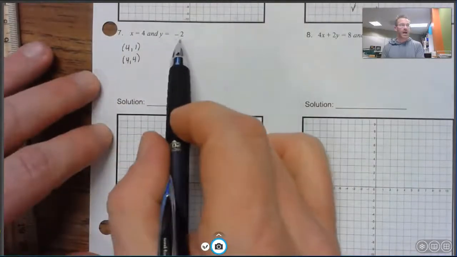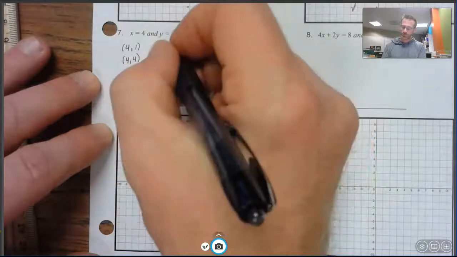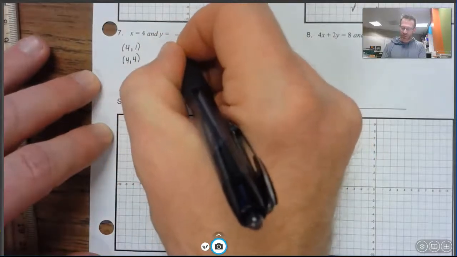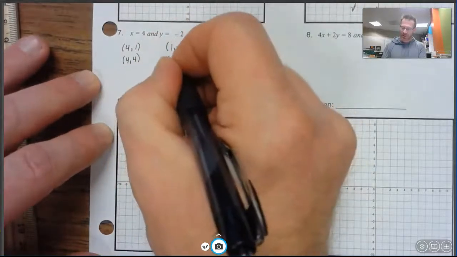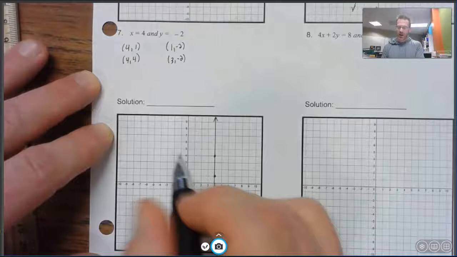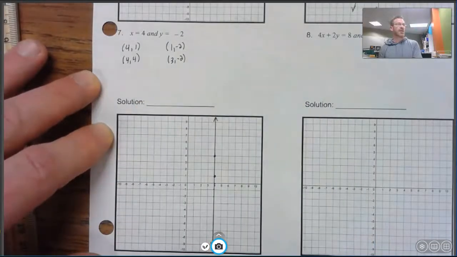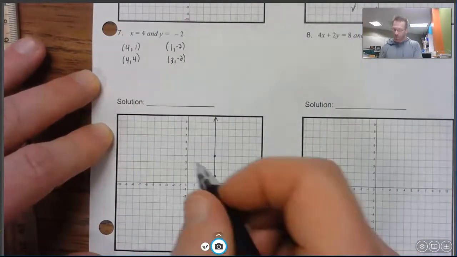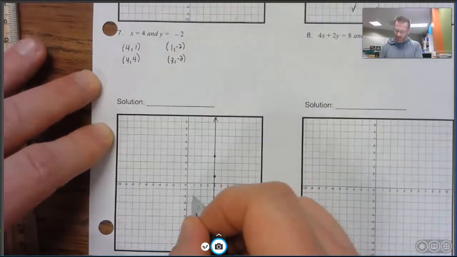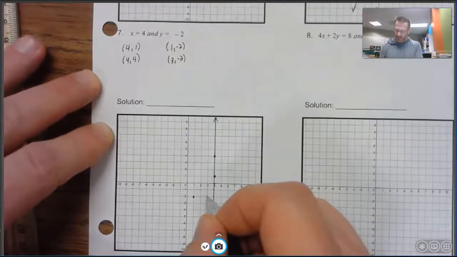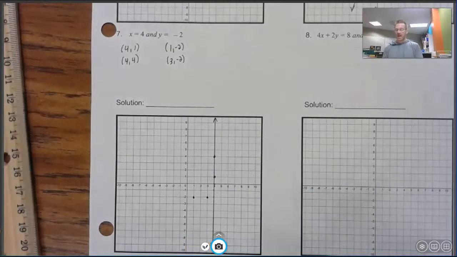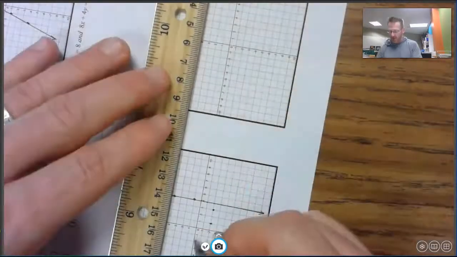So notice y equals negative 2. I'm going to do (1, -2) and I'll do (3, -2). So y has to be negative 2. It doesn't matter what x is. Y is negative 2, so (1, -2) would be here, (3, -2) would be here. And now you can see that that has to be a horizontal line.